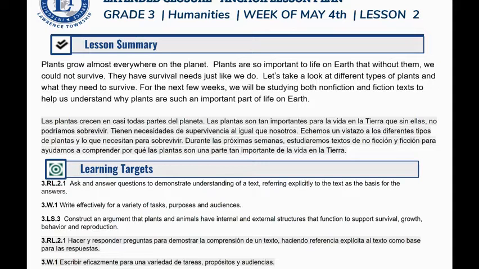Your learning targets include asking and answering questions to demonstrate understanding of a text, referring explicitly to the text as the basis for your answers. This will be very important for today. We will also write effectively for a variety of purposes, and we will construct an argument that plants and animals have internal and external structures that function to support survival, growth, behavior, and reproduction.